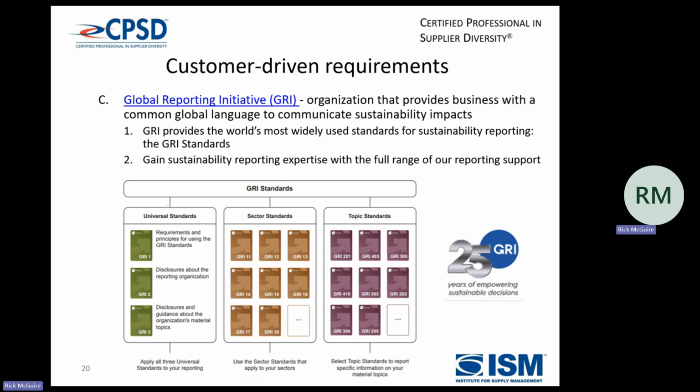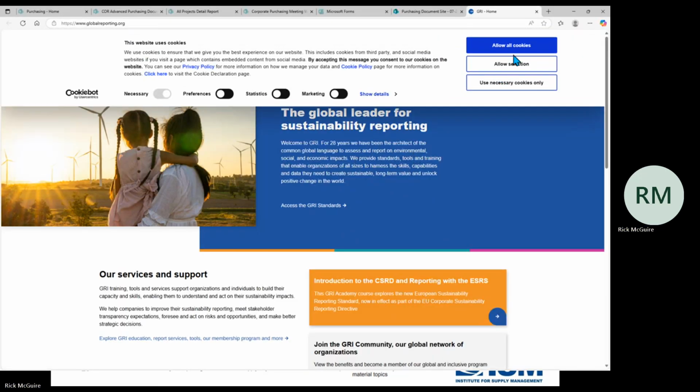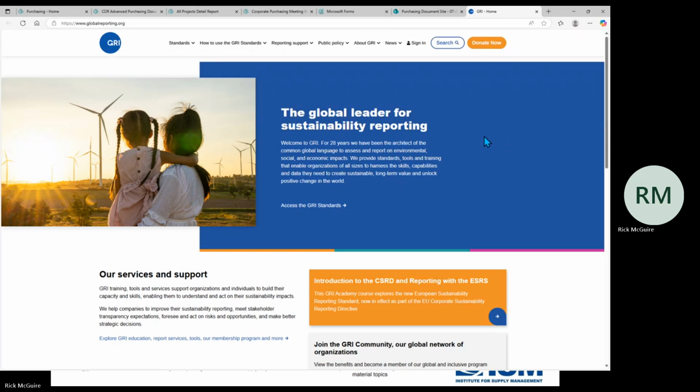Global Reporting Initiative, GRI, is an organization that provides business with a common global language to communicate sustainability impacts. So GRI provides the world's most widely used standards for sustainability reporting and gains sustainability reporting expertise with a full range of reports. So this is the GRI website here. And you can look through it.